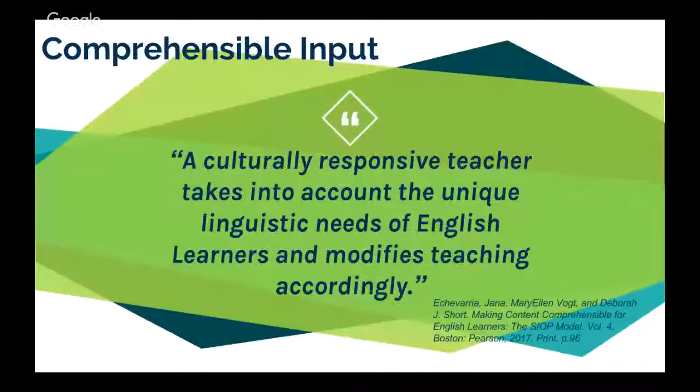Okay, and that leads us to comprehensible input. A culturally responsive teacher takes into account the unique linguistic needs of English learners and modifies teaching accordingly, right? It's exactly what I did. I thought about those newcomers, and hearing that they can't do it, they won't, was not acceptable for me. So I had to modify what other students were doing to get my newcomer students to also participate in these same things and assignments.